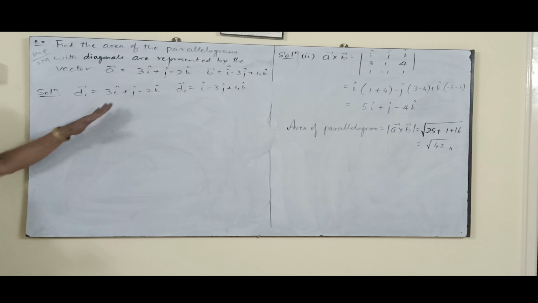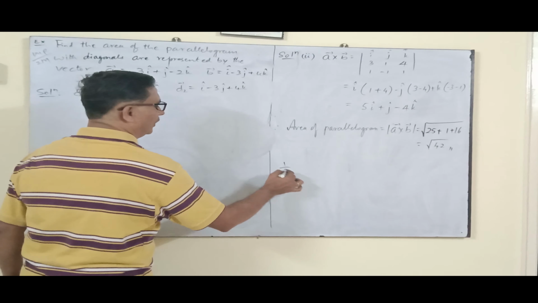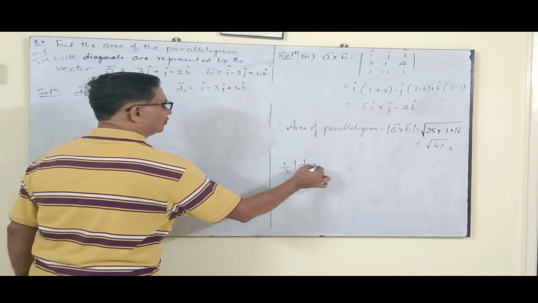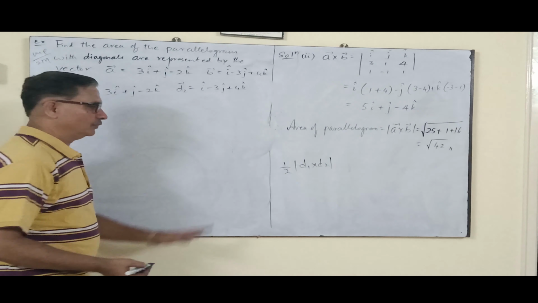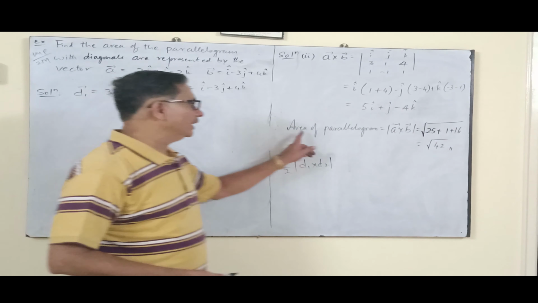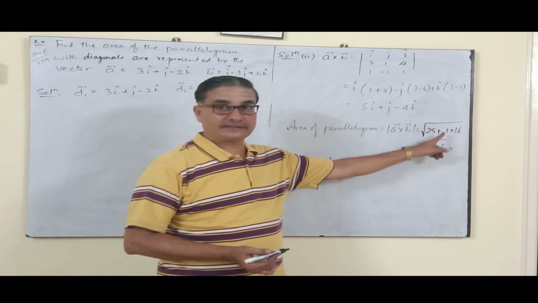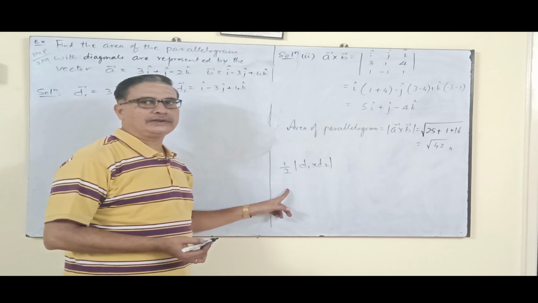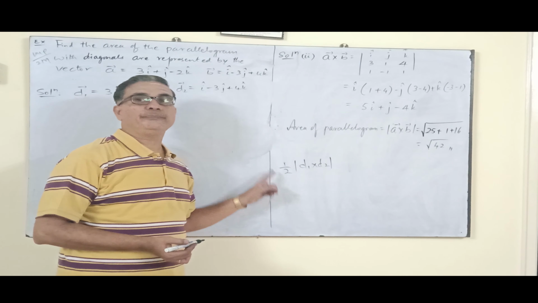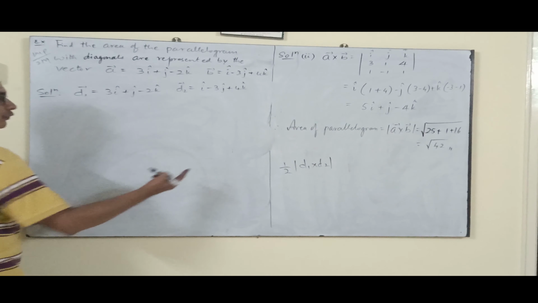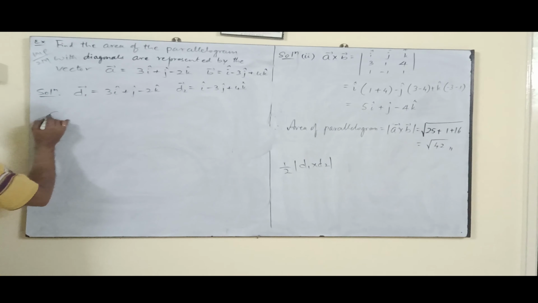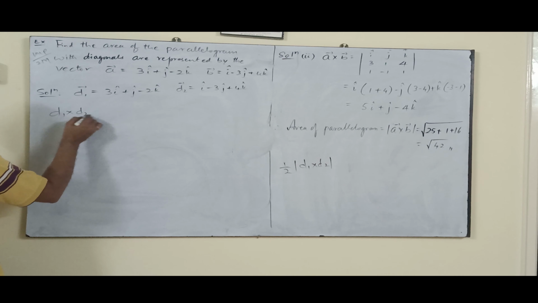The area of a parallelogram with two diagonals is given by the formula 1 by 2 into the magnitude of D1 cross D2. Without the 1 by 2, it is the area of a parallelogram with adjacent sides. By taking 1 by 2, that is the area of a parallelogram with two diagonals. Now first find D1 cross D2. How to solve D1 cross D2?